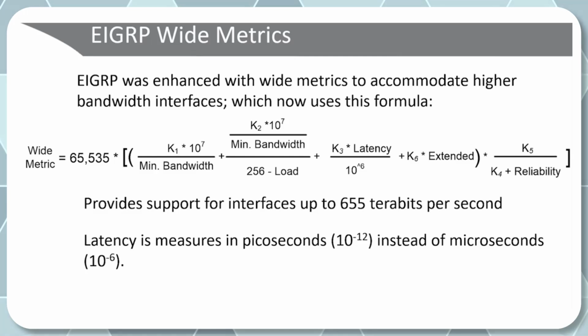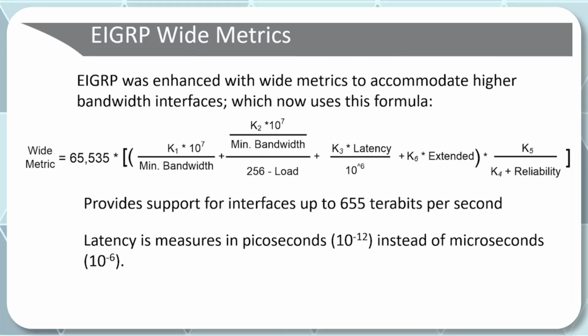Okay, now this is for your named EIGRP. As you can see, here they are multiplying by 65535. Now it will provide support for interfaces up to 655 terabytes per second. So it's very high. So we have covered the future. Latency is measured in picoseconds instead of microseconds. So this difference they have made, and this is the formula you can see here. We need not remember this formula, we need to understand the parameters only.